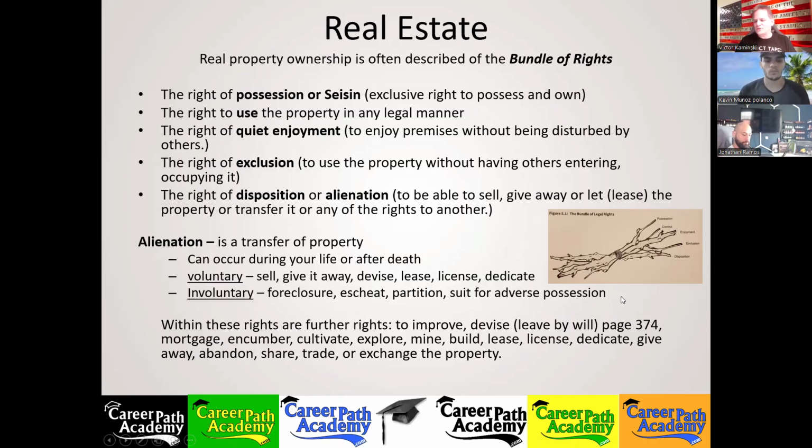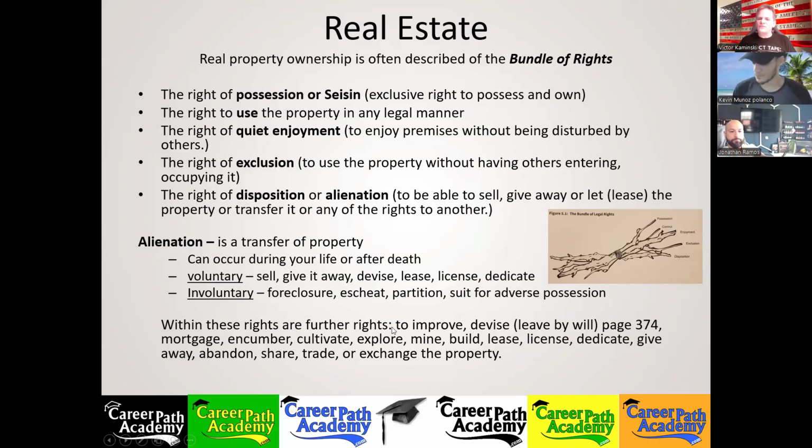Or a suit for adverse possession. This is another form of involuntary alienation where, some people refer to it as squatters' rights, where somebody, if they've been using your property long enough for a period of time, as outlined by the rules of the law in your state, could take you to court and claim ownership of the property. So if they successfully do that, that's a form of involuntary alienation as well.